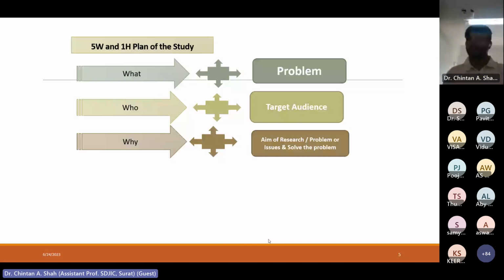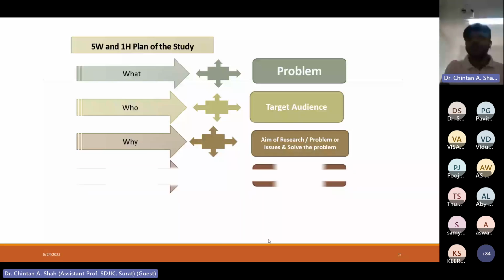Why would a publisher, why would an editorial board publish your paper free of cost? Why? What is something different in the title, in the process, in the objective? So always identify the gap, and that's why we are doing research. So why is very important.